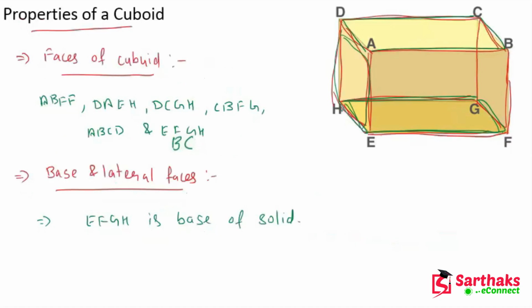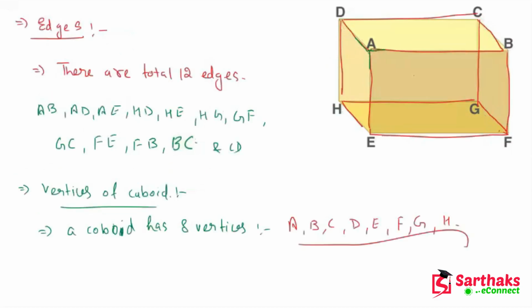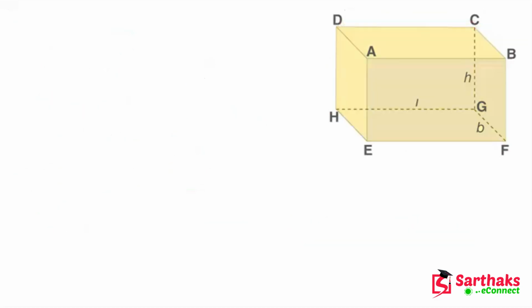And what are the base and lateral faces. Okay, now let's talk about the surface area of the cuboid. Let's suppose we have a cuboid like this. We know that cuboids are made up of the 6 rectangular faces.